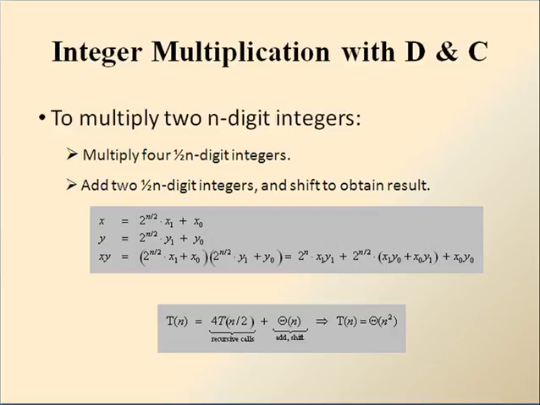To multiply two n-digit integers, multiply 4 half n-digit integers, add 2 half n-digit integers and shift to obtain the result. So we can write T of n as 4 T of n by 2, that are recursive calls, plus O of n for add and shift. So it will be in the order of O of n square.